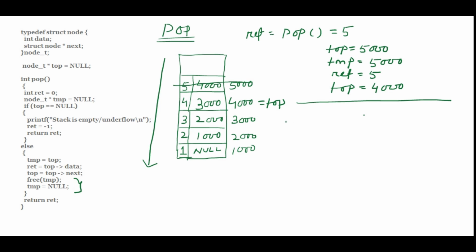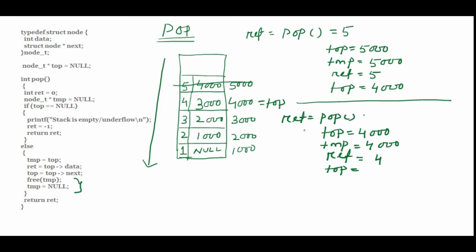Similarly, let us try to pop the next element. Now ret equals pop. When we call this function, temp equal to null, and if top equal to null; as you know, top is 4000 here, which is not null. So the if condition does not satisfy. In the else condition, temp equal to top, it will be 4000. Now ret equals top of data. 4000 of data is 4.